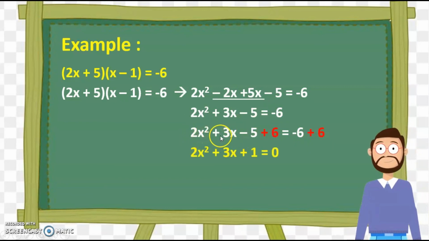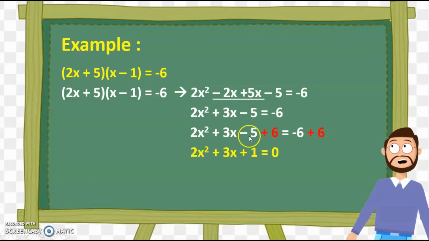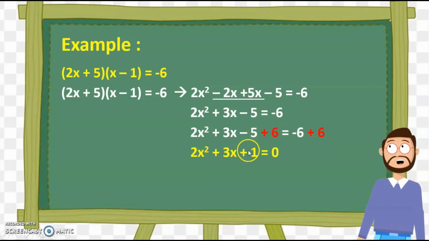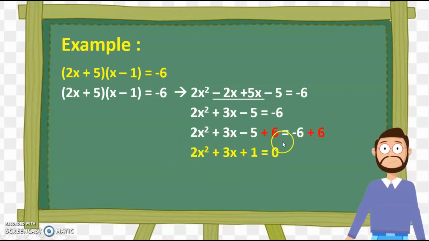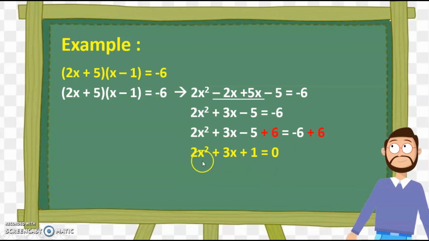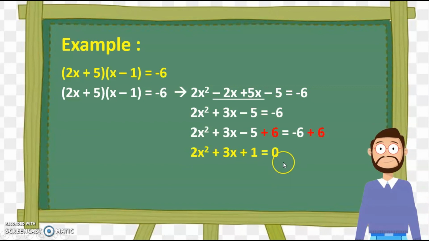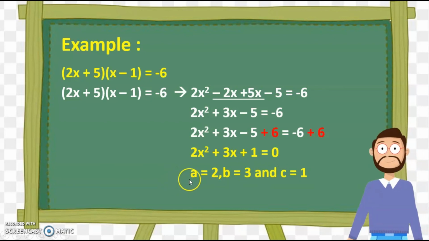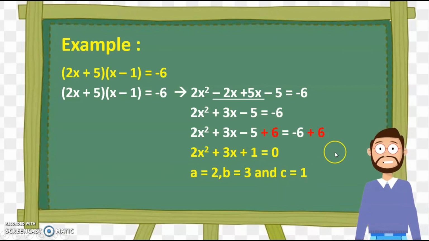We have 2x squared plus 3x. These two terms here are like terms, so you have to combine them. Negative 5 plus 6, that is positive 1, equals negative 6 plus 6, that is equal to 0. So this equation now is a quadratic equation in standard form. Since this is now the standard form of a quadratic equation, you can identify the values of your A, B, and C. The value of your A here is 2, B is 3, and your C is 1.